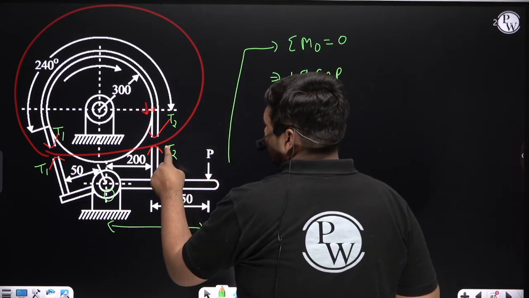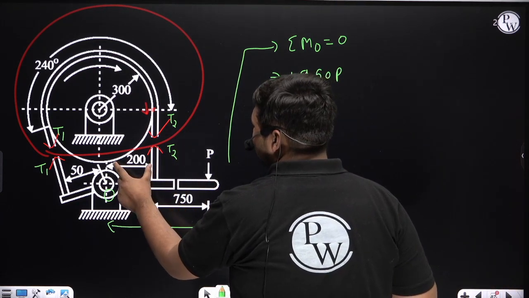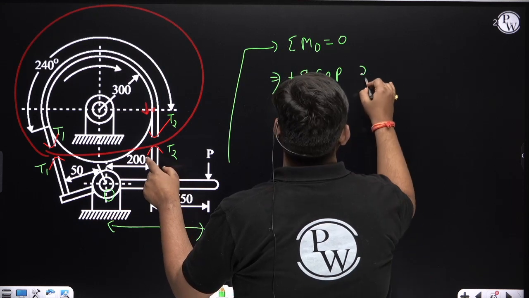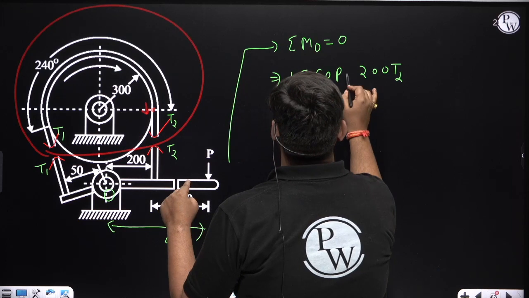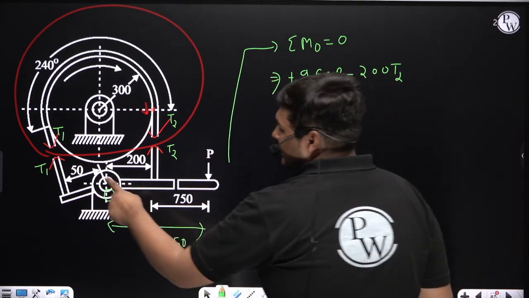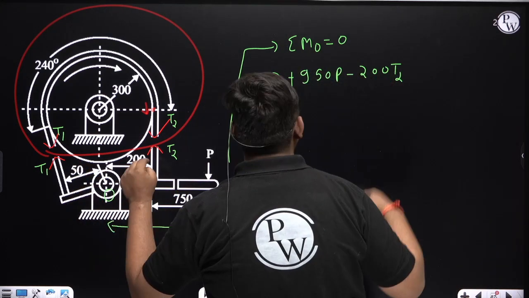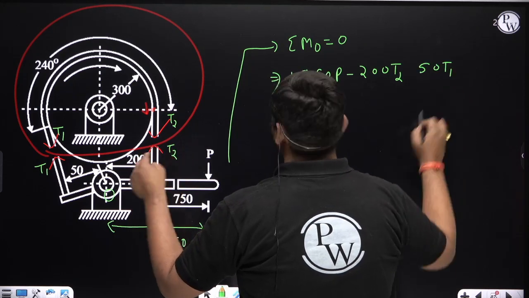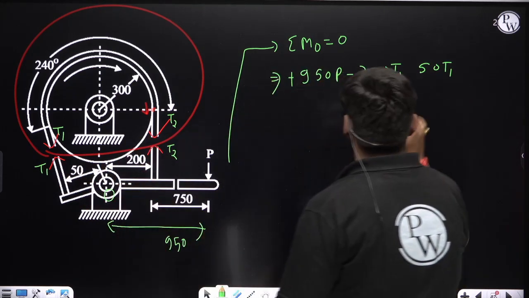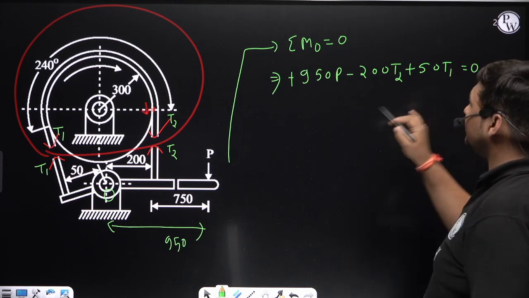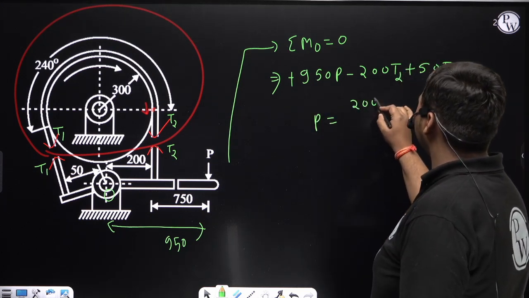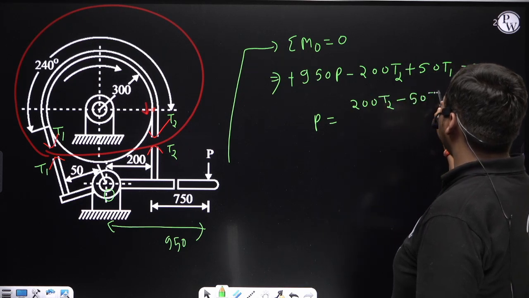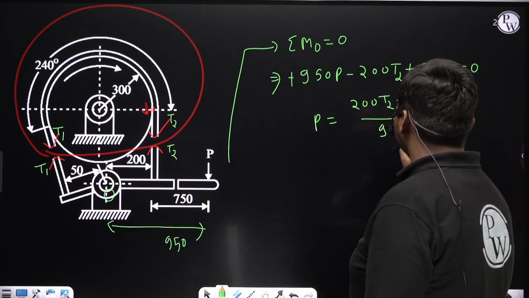Now T2, its perpendicular distance from O is 200, so its moment will be 200 T2. Direction of moment about O is anti-clockwise, and I am taking anti-clockwise as minus. Now T1, its distance from O is 50, so its moment will be 50 T1. Direction of moment about O is clockwise, I am taking clockwise as plus. That is equal to 0. So P will be, after solving, 200 T2 minus 50 T1 upon 950.